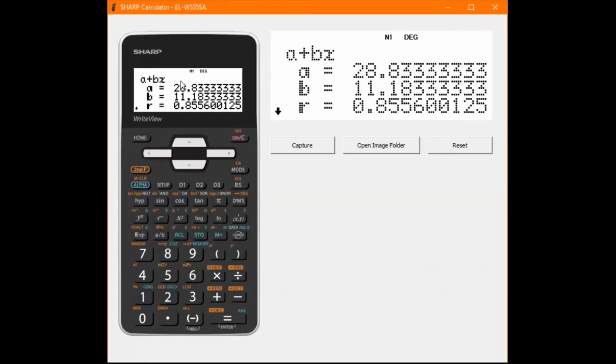And there we go. So our A value, in other words, our Y-intercept is 28,83333. Our gradient, or B, is 11,18. Okay, and then our correlation coefficient is 0,85. So in other words, it's a very strong positive correlation.